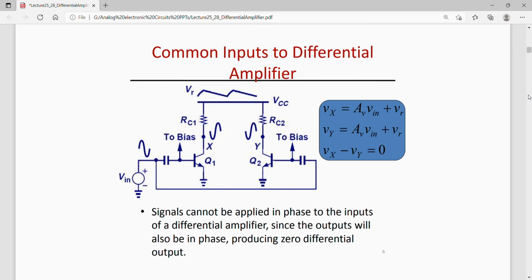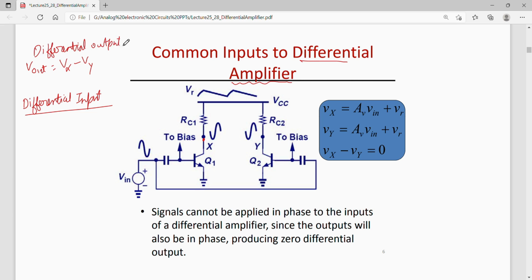Now in this differential amplifier, it is important to remember that the output is of course differential, that is, the final output is the difference of the node potentials at Vx and Vy. The important thing to remember here is that differential input must also be applied, because the output is a differential output. So differential input must also be applied.